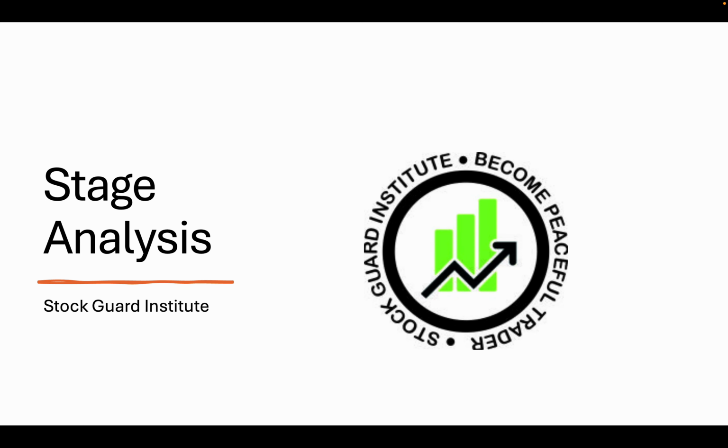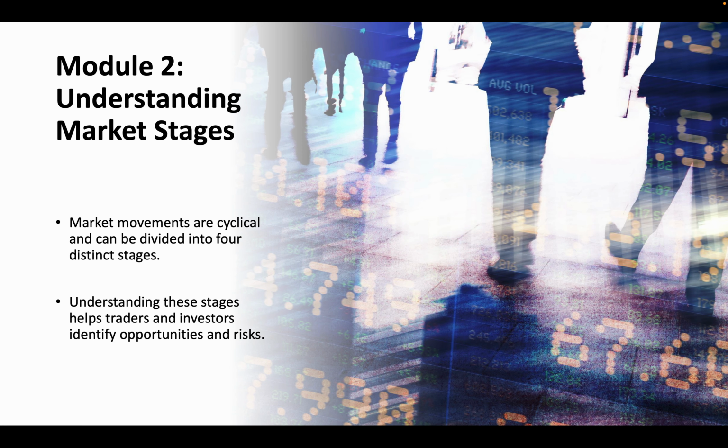Welcome to the second module of stage analysis course. In the second module, we are going to understand all the market stages in detail. Okay, four stages: stage 1, stage 2, stage 3, and stage 4. All these are the movements of the market and they are cyclical. They keep happening over a period of time, and at a given time market will be in one of the stages.